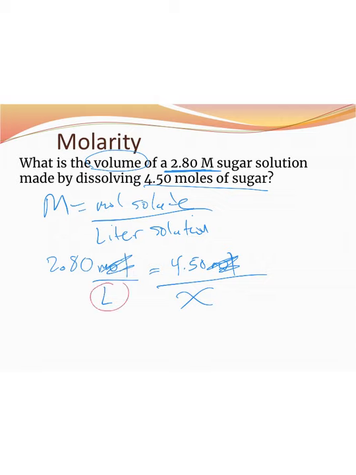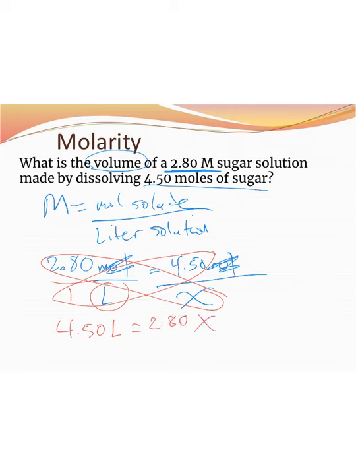So now how do I get x by itself, right? I can put a 1 underneath here and cross multiply. I get 4.50 liter equal 2.80x. And to get x by itself, I divide both sides by 2.80. And so now I have x by itself, and I grab my calculator. I punch out 4.50 divided by 2.8, and I get 1.607 liter, or 1.61 if you're doing proper sig figs.